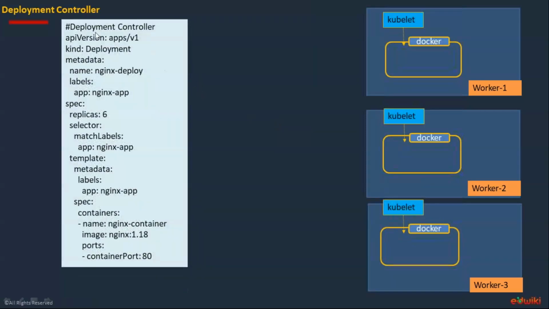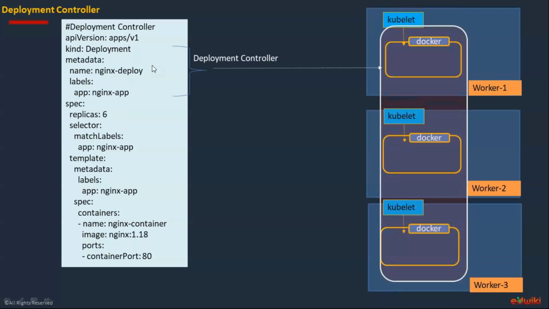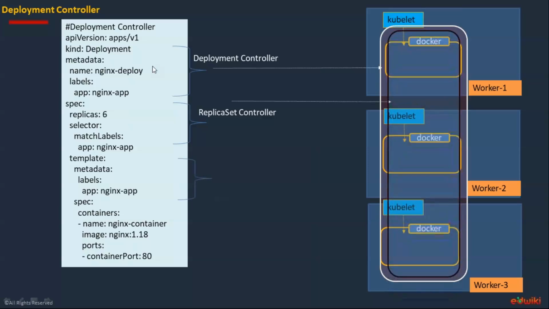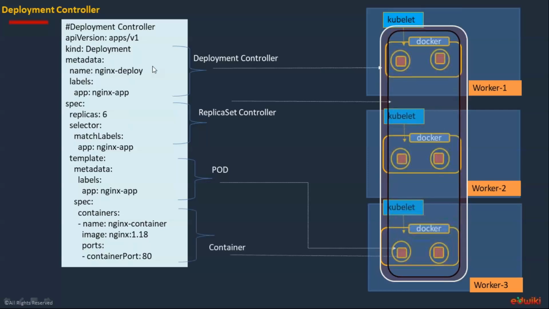Right, you see, this is the deployment controller that I'm talking about. In this deployment controller, it actually creates a deployment. Inside the deployment, it actually creates a replica set. Inside the replica set, it actually creates a pod. Inside the pod, it actually creates a container. Inside the container, the application will be running. I just repeated it again to get better clarity in terms of the hierarchy, guys.